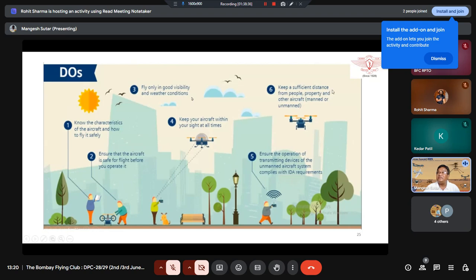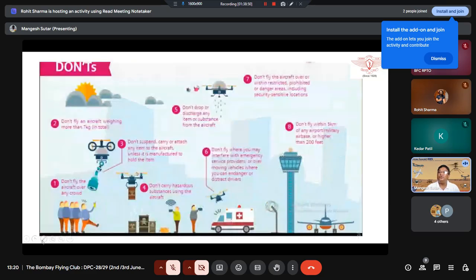Keep sufficient distance from people, property and other aircraft. Other aircraft means manned or unmanned aircraft. These are the dos, and vice versa will be the don'ts. Don't fly the aircraft over any crowd. First of all, you are not allowed to fly a drone over a crowd.